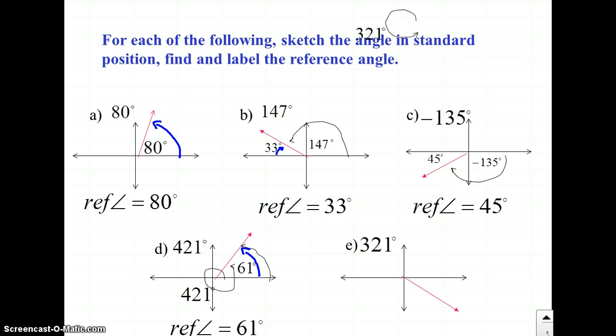So that's 321 degrees from the positive x-axis in standard position. The reference angle will be from the nearest x-axis, and it'll be an acute angle between 0 and 90. So 360 take away 321, that reference angle is 39 degrees. All right.